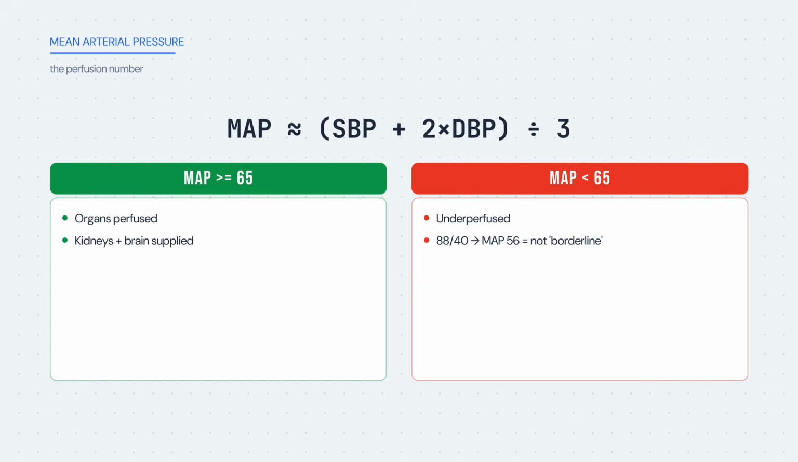One more number, and this one gets missed constantly. Blood pressure has 2 values, but organs are not perfused by the systolic. They are perfused by the mean arterial pressure, the average across the whole cardiac cycle. Because the heart spends more time relaxed than contracting, that mean sits closer to the diastolic. 65 is the number to remember. Below 65, the kidneys and the brain are not being adequately perfused, no matter what the systolic says.